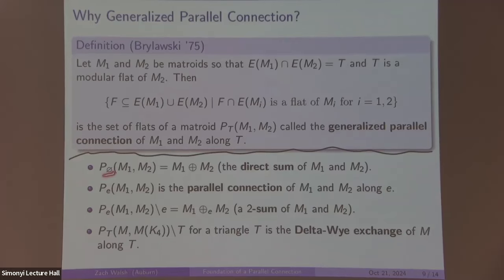If my matroids are simple, that's always a flat, and it's a modular flat. And this construction is the same thing as the direct sum of the 2 matroids. So it generalizes direct sum.